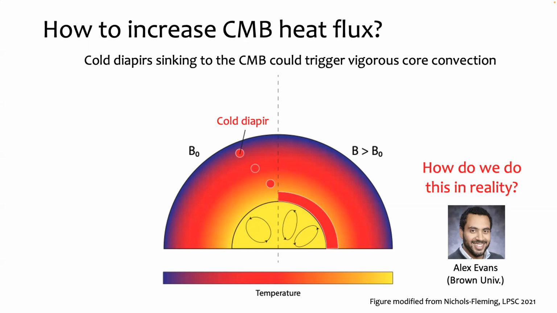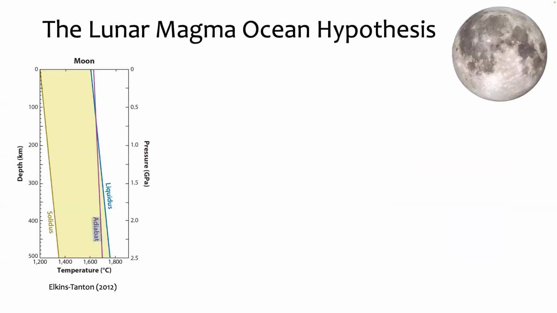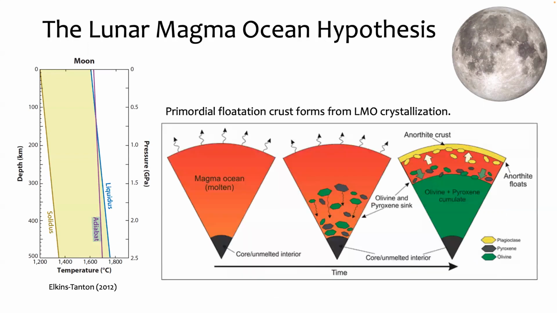How do we do this in reality? We're going to invoke a process that occurred during lunar magma ocean solidification, right at the beginning of the history of the moon. What ended up happening is the moon formed a magma ocean. It was initially molten. And whenever you have the crossing of the solidus and the adiabat, that's what causes the magma ocean to start to solidify.